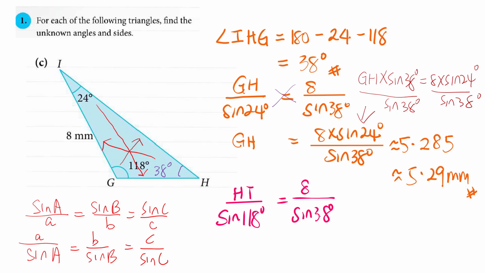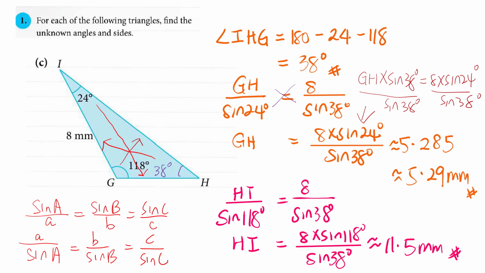Okay, so you can use 8 over sine 38, or you can use GH over sine 24. But of course, using 8 over sine 38 is a better choice because the 8 is an exact value. You wouldn't want to use 5.285, which is not exact. Again, we do a cross multiply, and then you make HI the subject. You use a calculator, and then you will get 11.5 millimeters for HI.